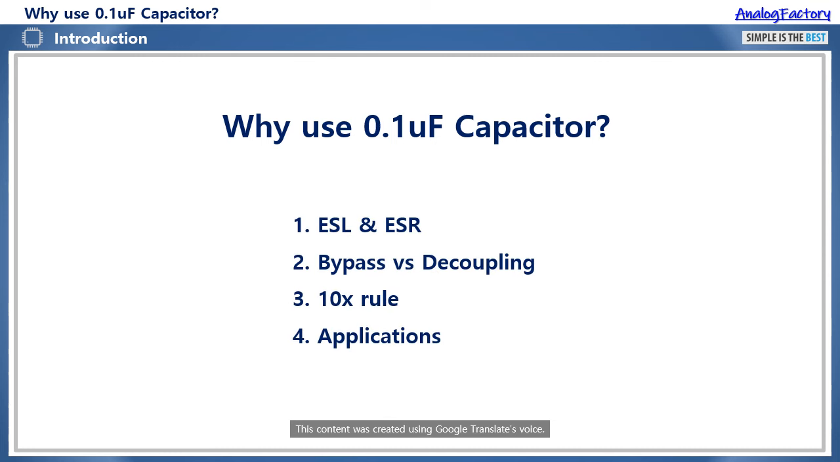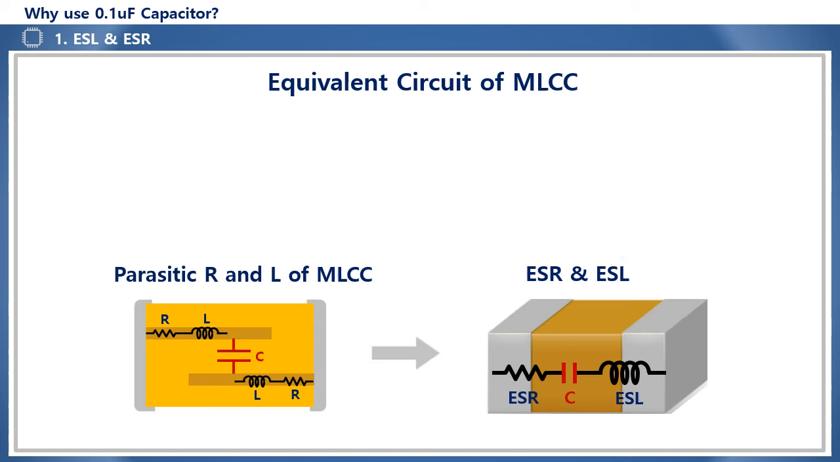Let's take a look at the 0.1 microfarad MLCC, which is the most commonly used for noise bypass in circuits or systems. It was explained to some extent in the MLCC section. But let's review the ESL and ESR of capacitors, bypass and decoupling, and learn about the 10x rule that applies when using multiple bypass capacitors, and verify it through actual simulation.